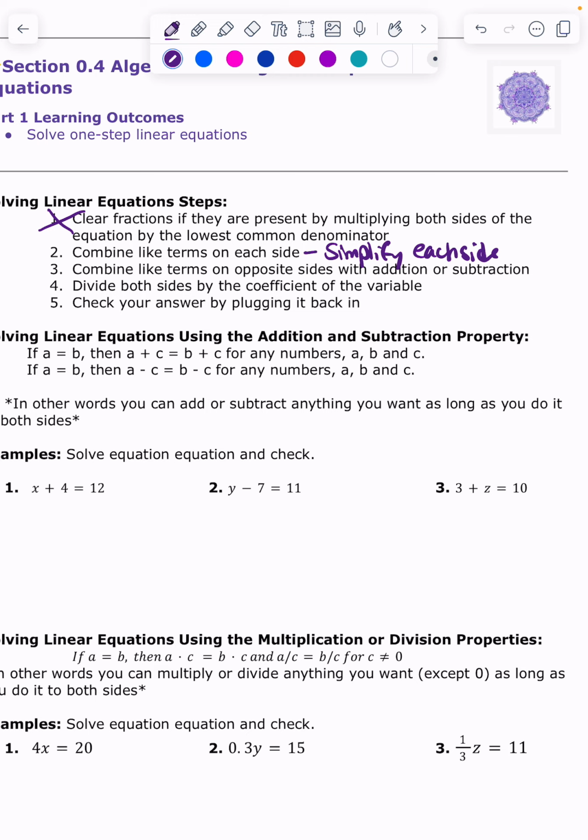So the addition subtraction property says that you can add or subtract whatever you want to both sides of the equation as long as you do it to both sides of the equation. So that's what I have right here. Oh, let me try that again.